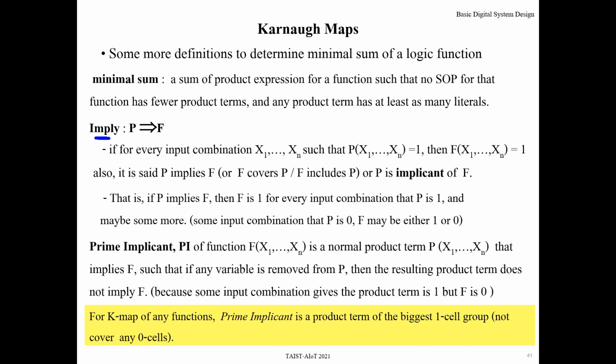Now, implicant. You should know implicant. What does it mean? For every input combination x1 to xn such that p(x1 to xn) is 1, then function f is 1. Namely, the input combination that makes product term p become 1 also makes this function become 1. So it's called p is an implicant of f, or p implies f.